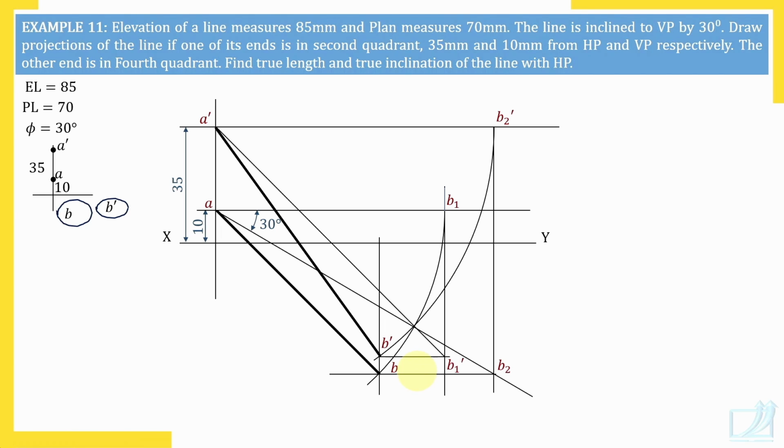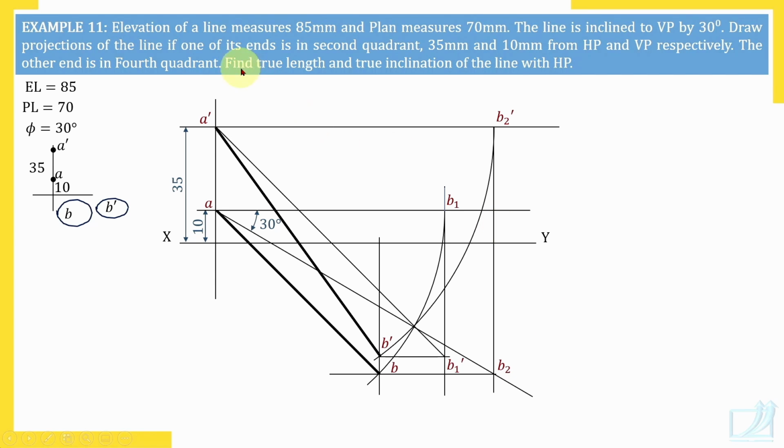Is this drawing complete? Let's check it. A dash B2 dash, A dash B1 dash and A dash B dash, there are three front views. B dash and B1 dash are on a horizontal line. Through A there are three top views, AB1, AB2 and AB. B and B2 are on the same horizontal line. So this is how we have completed the drawing.